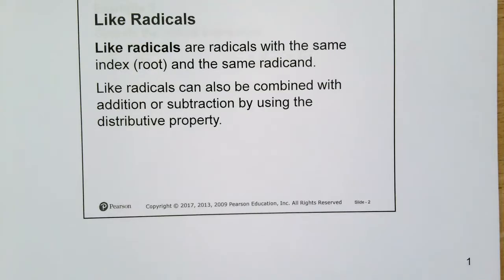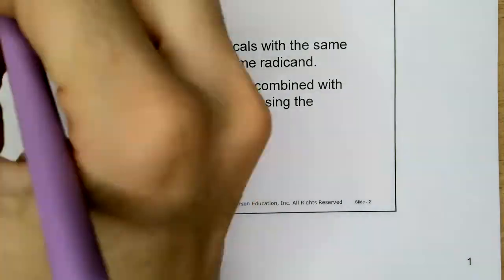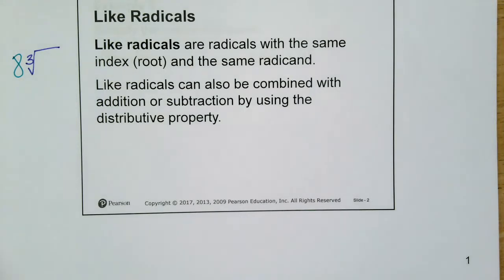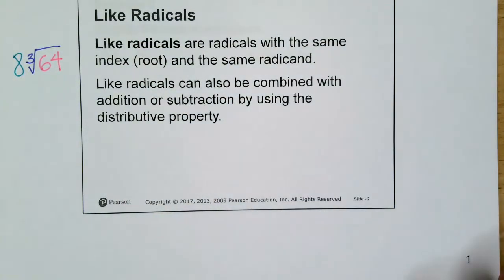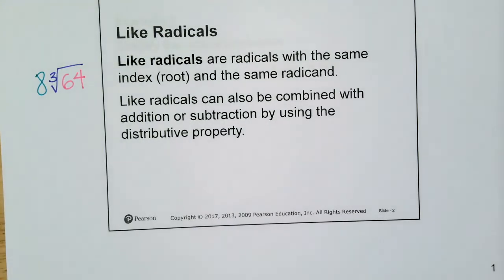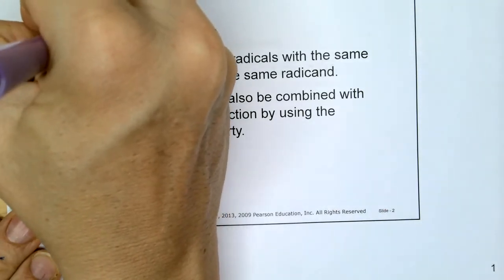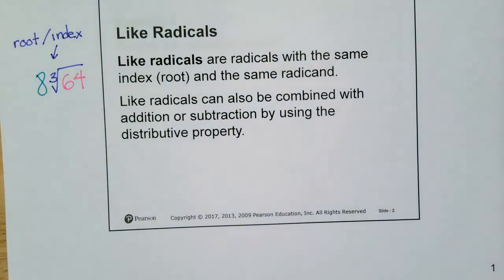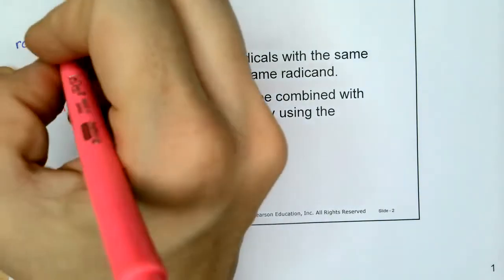For example, if you have 8 cubed root of 64, okay? 3 is your index or your root. You can use those terms interchangeably, okay? 64 is your radicand.